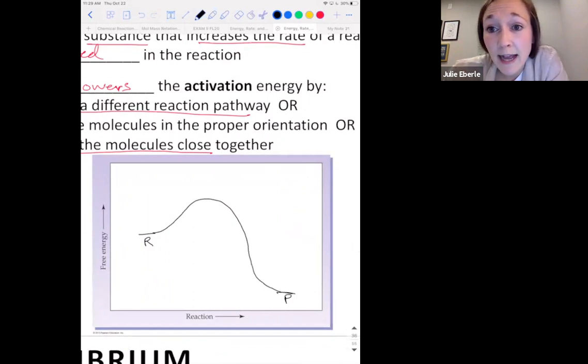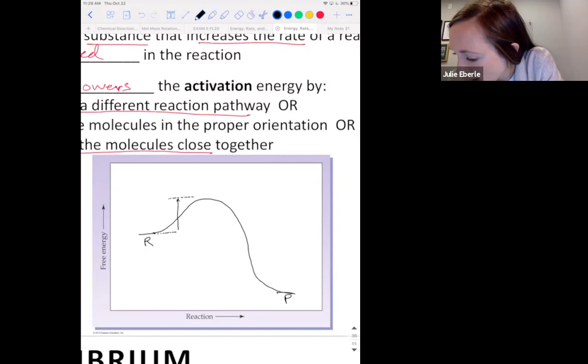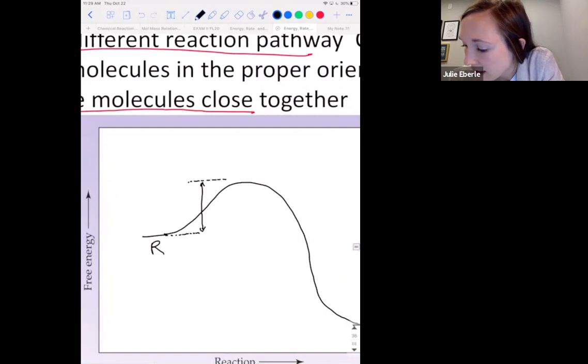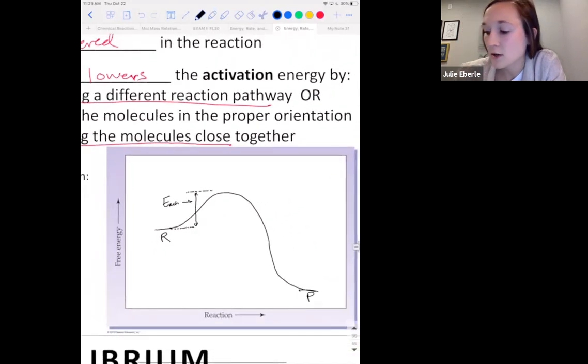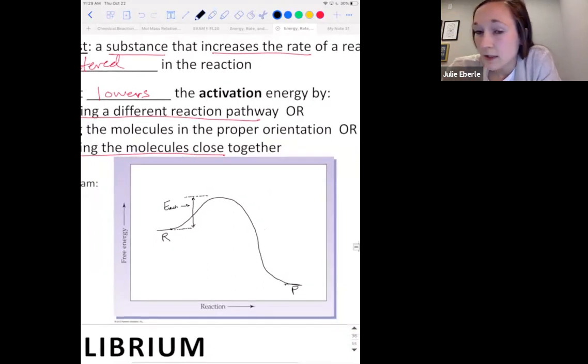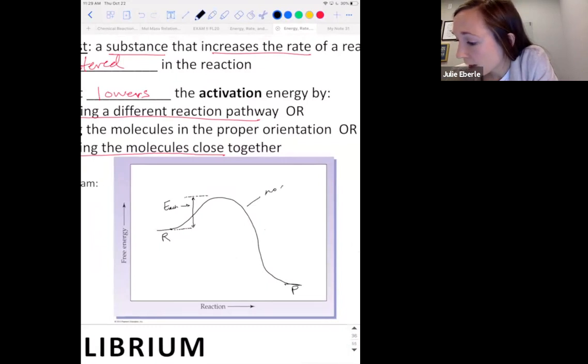And now let's actually define the activation energy. Remember, we define activation energy as the level between our reactants and the peak. So this difference on the y-axis, this is the activation energy. We abbreviate the energy of activation as E_ACT. Okay, so that is our activation energy. It is the difference. Now, this is a reaction with no catalyst.